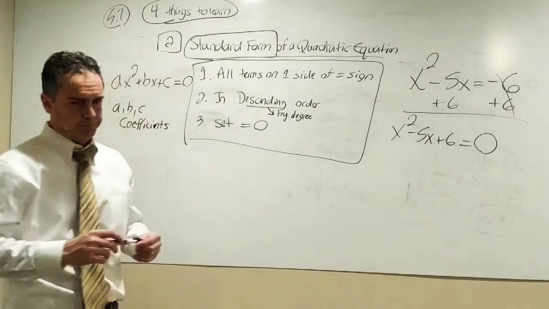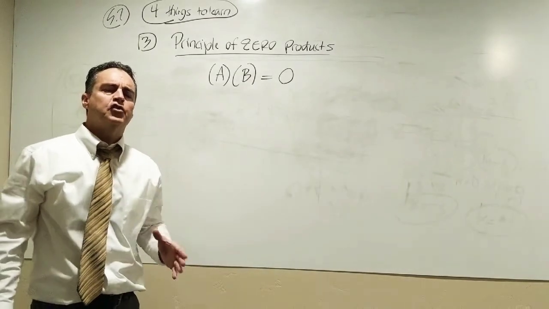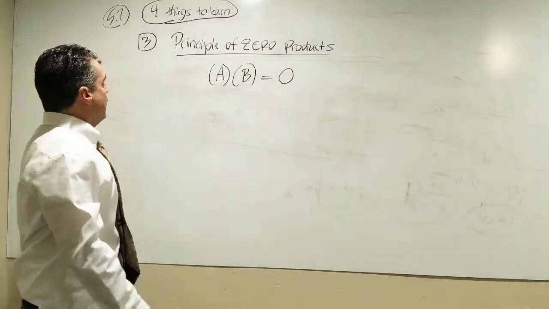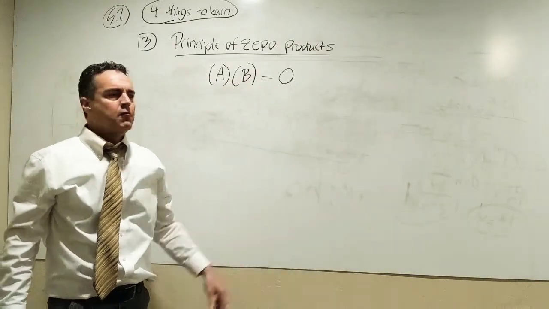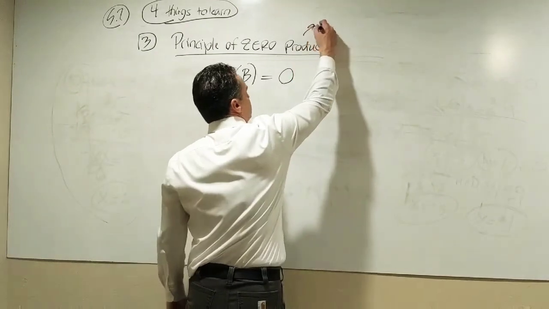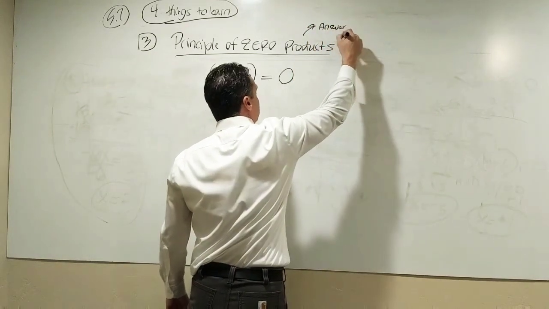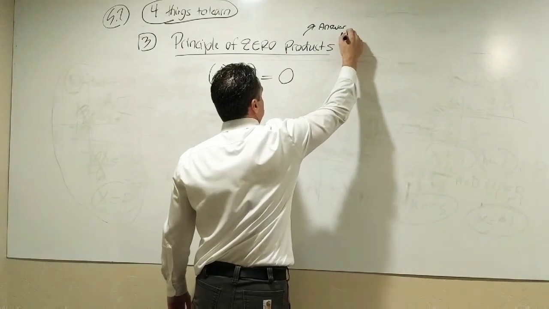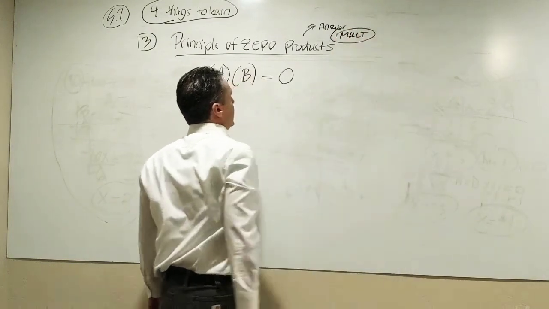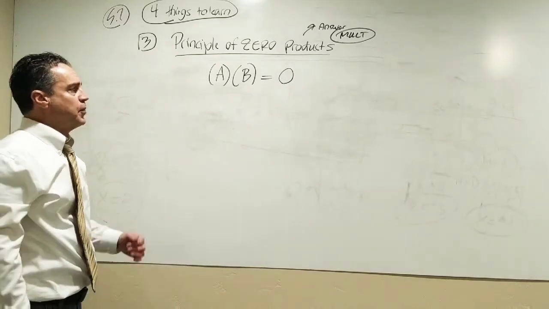Let's pause it. So the third thing that you need to learn in section 5.7 is what we call the principle of zero products. Remember, what is a product? The product is an answer to what? Addition, subtraction, multiplication, or division? It's multiplication, that's right. So the answer to a multiplication problem is called a product.